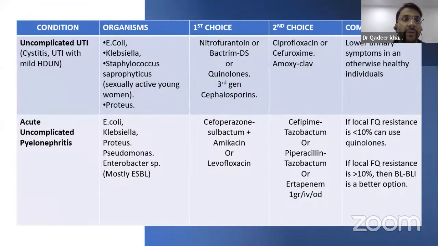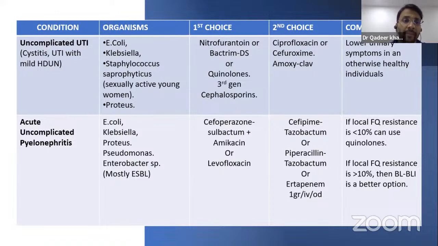For uncomplicated UTI, like cystitis with mild hydronephrosis, the organisms are again the Enterobacteriaceae family: E. coli, Klebsiella, can be a gram-positive Staphylococcus in sexually active young women, and also Proteus. First choice, if the patient is stable without any hemodynamic abnormalities or any structural and anatomical problems of the urinary tract, we can start off with nitrofurantoin or fluoroquinolones, or third generation cephalosporins.